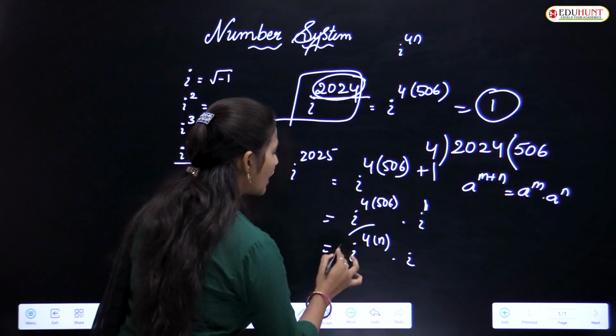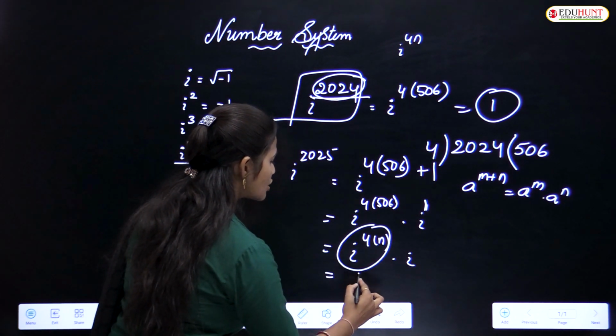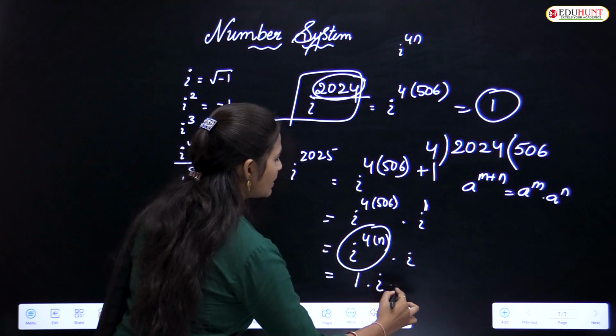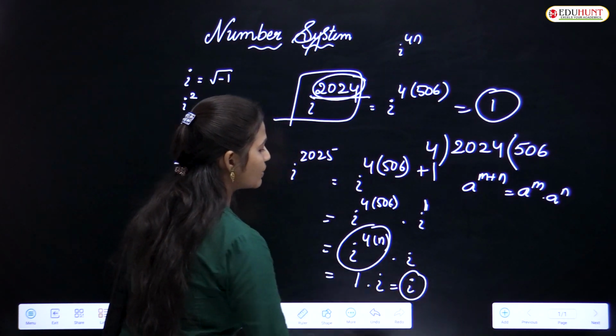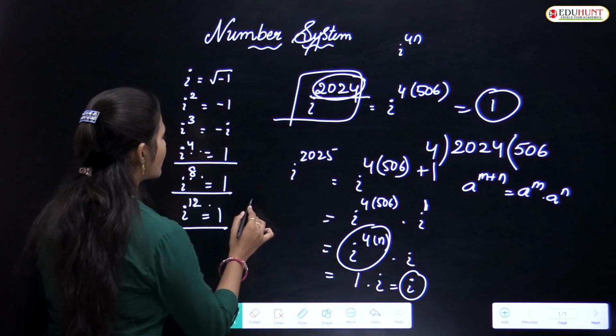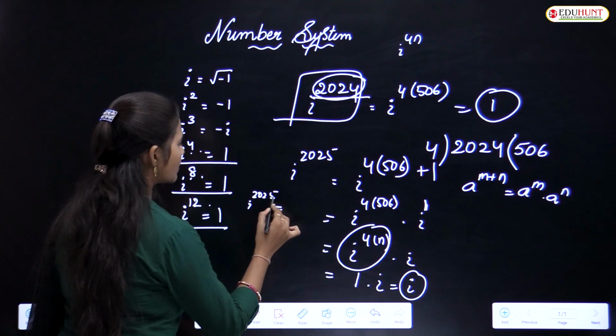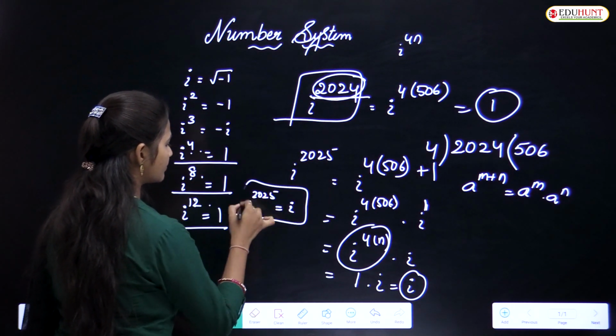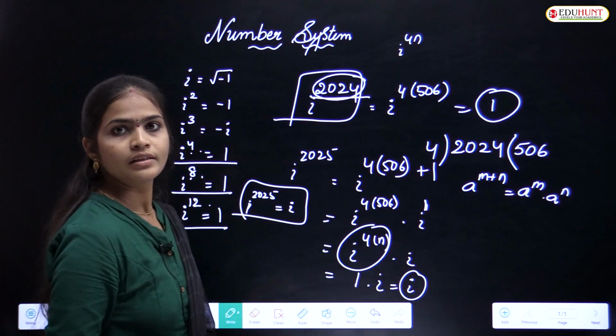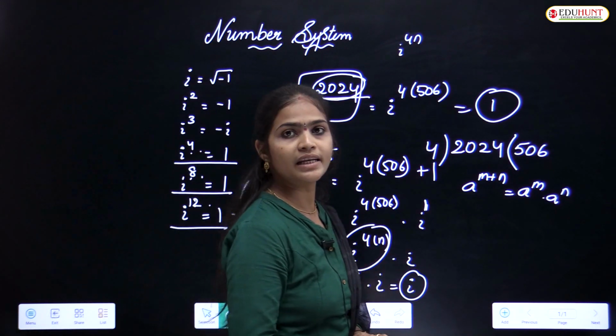What is the value of i power 4n? Which is equal to 1 into i. So its value is equal to i. So what is the value of i power 2025? Which is equal to i. Okay, so in this way we can find the remaining values.